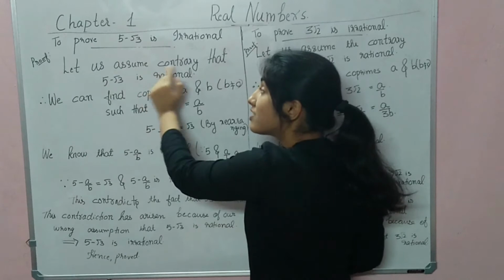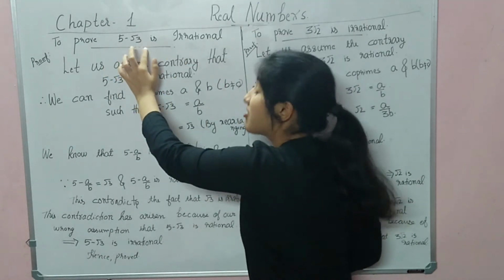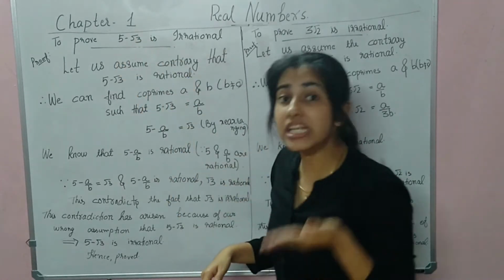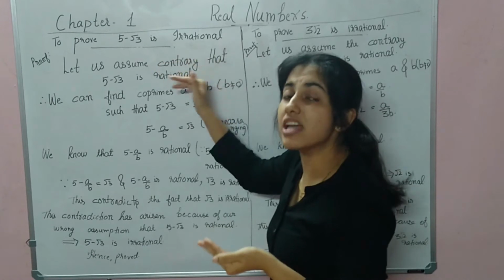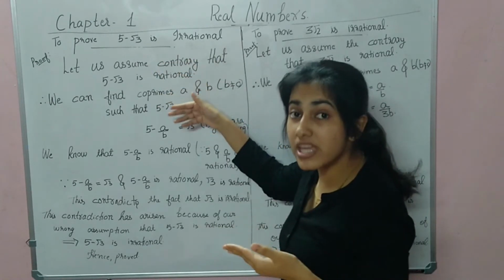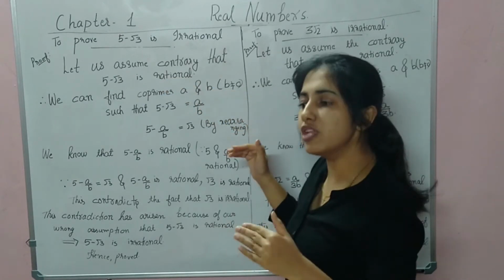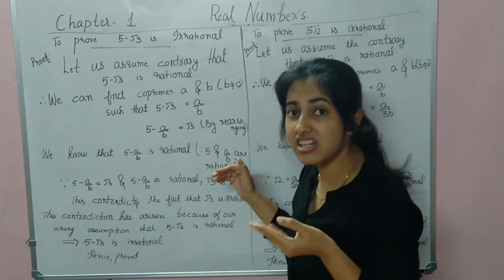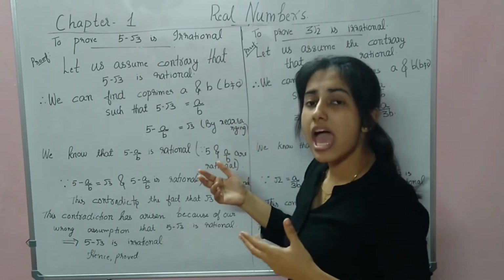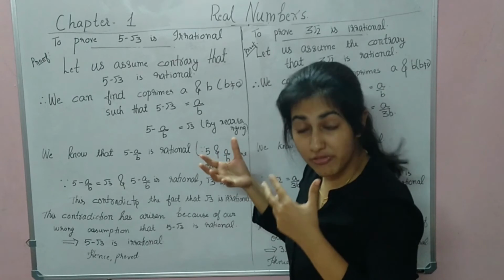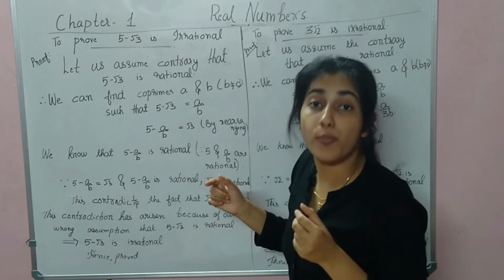So let us assume the contrary, that 5 minus root 3 is rational. We actually need to prove 5 minus root 3 is irrational, so we start the proof by assuming 5 minus root 3 to be rational. We know that if a number is rational, we can write it in p by q form. And in its simplest form, both the numerator and denominator will be coprimes.